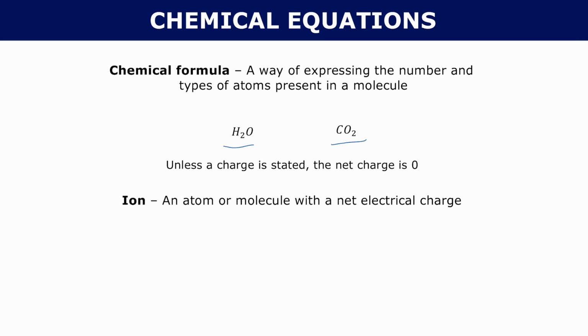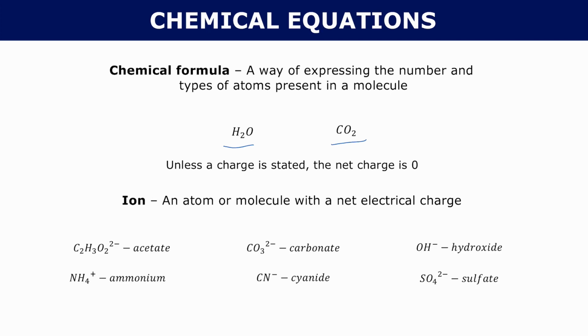So an ion is an atom or a molecule with a net electrical charge. And there are some examples of this here. We have acetate, ammonium, carbonate, cyanide, hydroxide, sulfate. These are by no means a comprehensive list, but these are some examples of what an ion looks like. These are called polyatomic ions, and there's a whole list of common ones that might be worth memorizing. But you also have atoms on their own being ions. For example, if you have something like Na+, that's an ion. Cl-, that's also an ion.